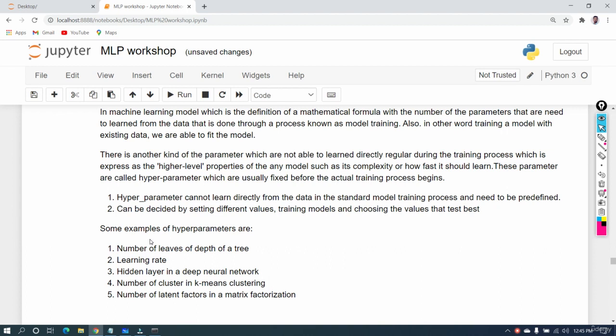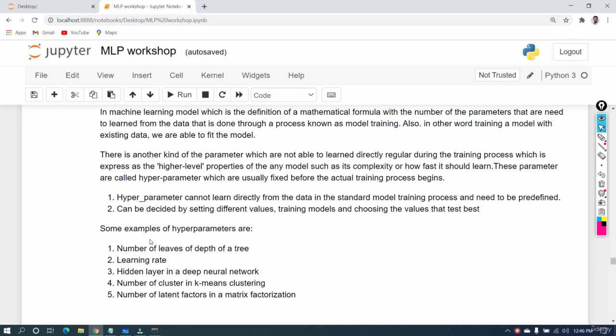In a machine learning model, which is the definition of a mathematical formula with a number of parameters that need to be learned from the data, that is done through a process called model training. In other words, by training a model with existing data, we are able to fit a model. There is another kind of parameter which is not learned directly during the training process, which is expressed as a higher level property of the model, such as its complexity or how fast it should learn. These parameters are called hyperparameters, and they are usually fixed before the actual training process begins.